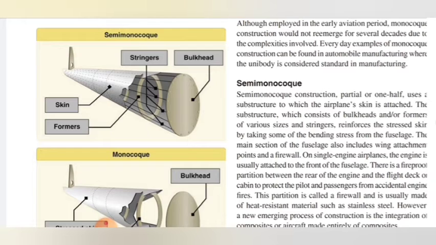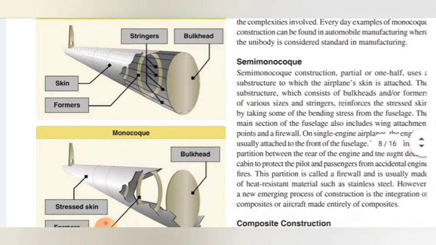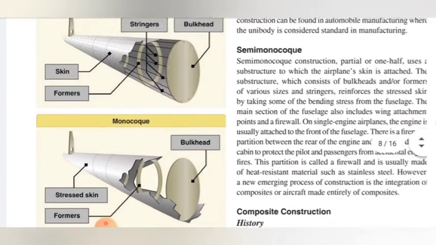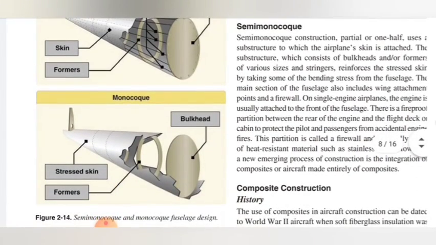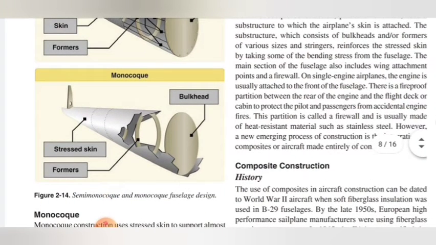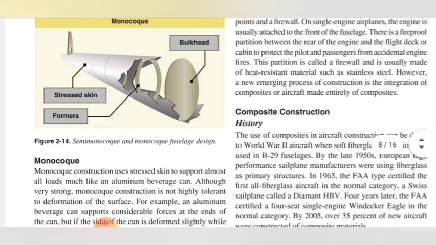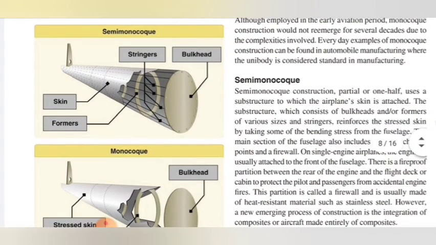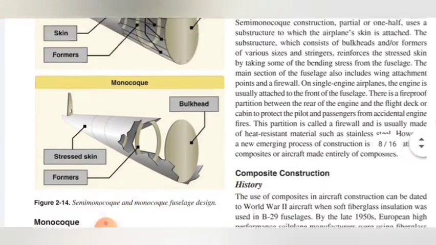The bulkhead is the closing part, the finishing part of the stringers, formers, and the skin. Monocoque design is shown. In the monocoque, stringers are not available. Only the formers, ring-like formers, and the stressed skin. The skin is stressed into the formers, and the bulkhead is available. Semi-monocoque is stronger than the monocoque.